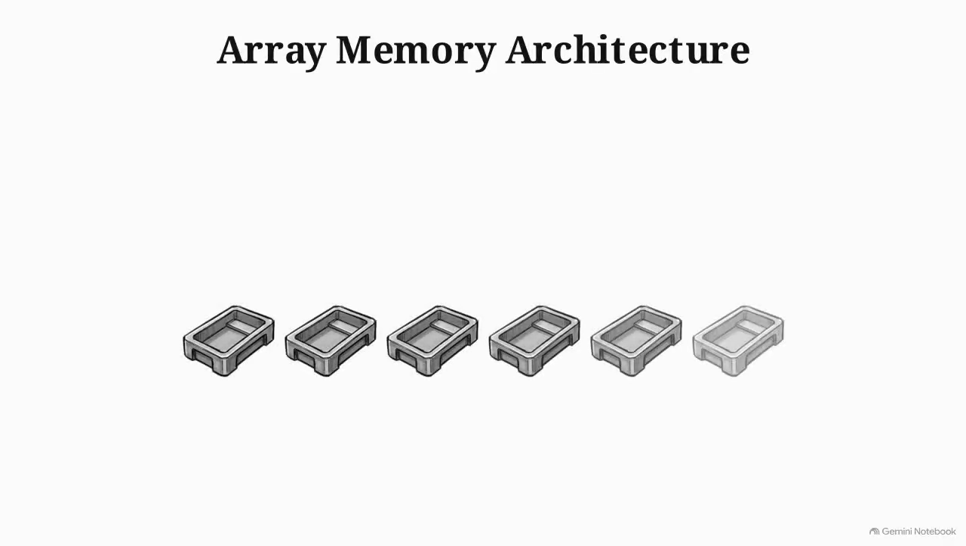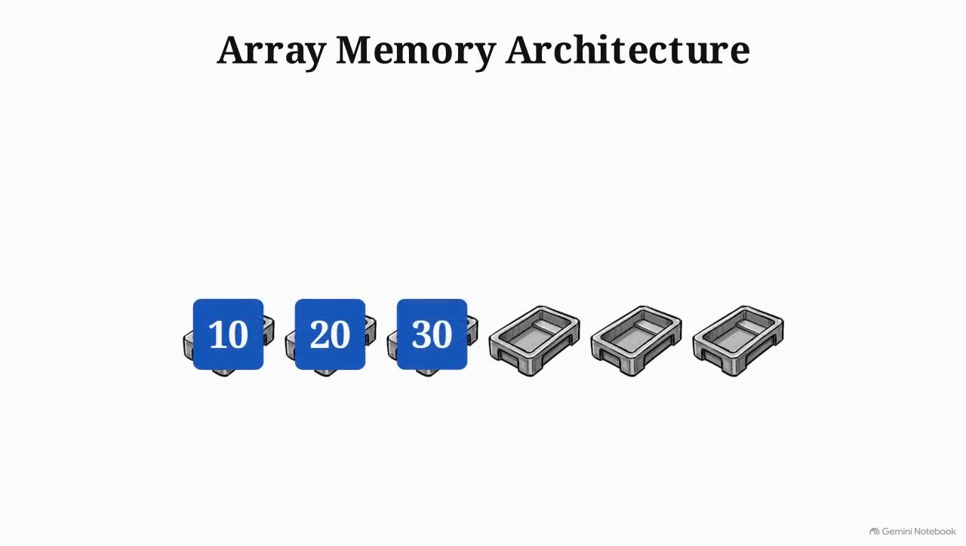This diagram shows an array. It is an architecture that allocates a fixed, continuous block of memory. The data is stored back to back, locked strictly into adjacent physical slots. By forcing the data to sit directly next to each other, you gain one massive advantage: instantaneous access.